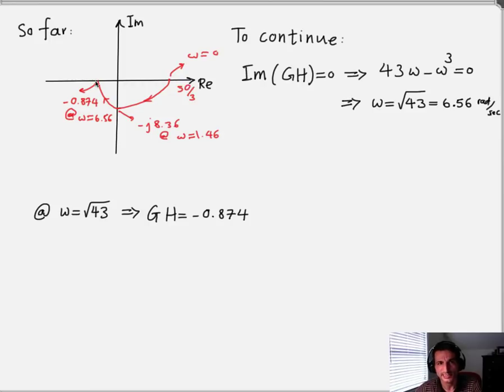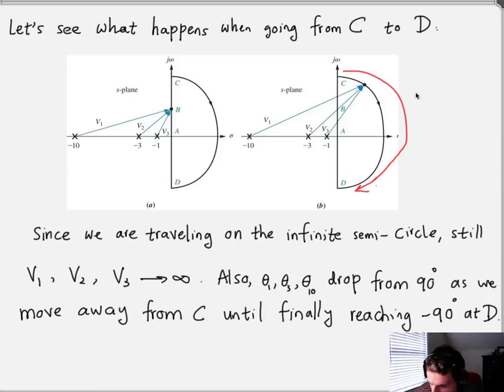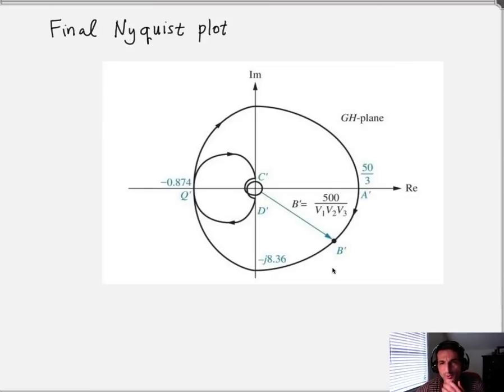So really, that's the same thing. And then I'm going to show you how to continue sketching this. I had already covered going from omega equal to 0 to this point, which was omega equal to 1.46, and then to omega equal to 6 point something. That was square root of 43. And then if you keep increasing omega toward positive infinity, it's just going to move away, going up. Eventually this point C prime is going to be associated with positive infinity.